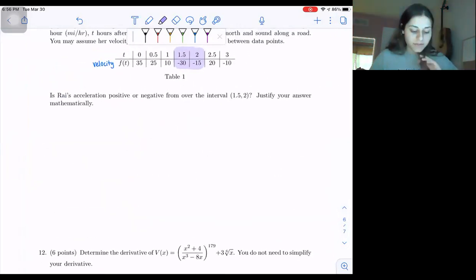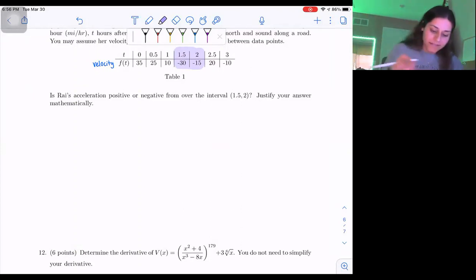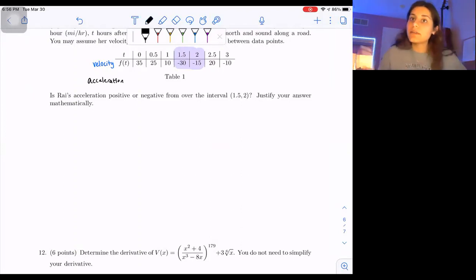Okay, so is the acceleration positive or negative over the interval 1.5 to 2? All right, so now this is a little confusing because they're telling you that f of t is velocity. Normally we're thinking of the first derivative as being velocity, but in this case, they're telling us the original function is velocity. That means that if the original function is velocity, then acceleration will be given by the derivative of velocity. So it's no longer going to be the second derivative, it's going to be the first derivative.